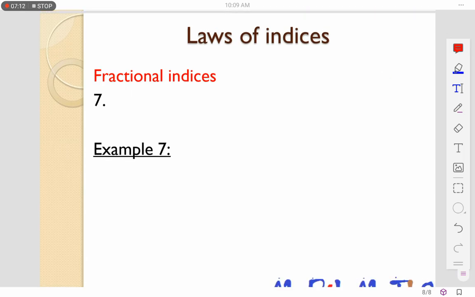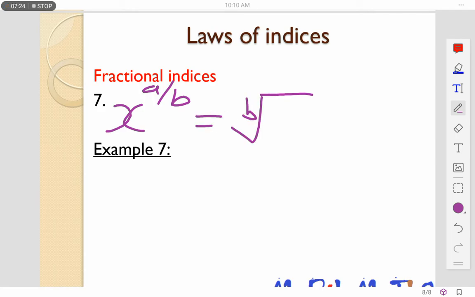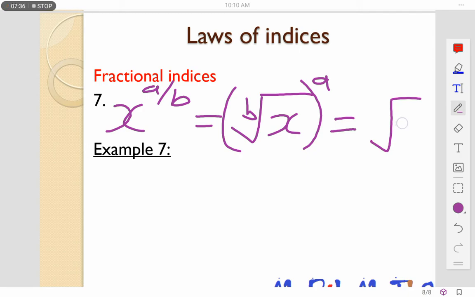So another one, we have got x to the power of a over b. Now we have got something on the numerator. We get the b-th root of x, remember our numerator and our denominator b, then we can raise it to the power of a. Or else we can say the b-th root of x to the power of a, like that.